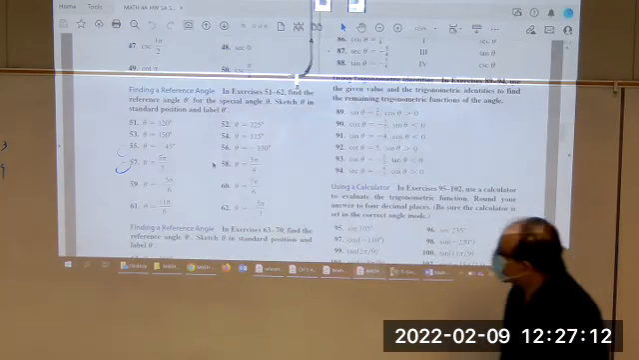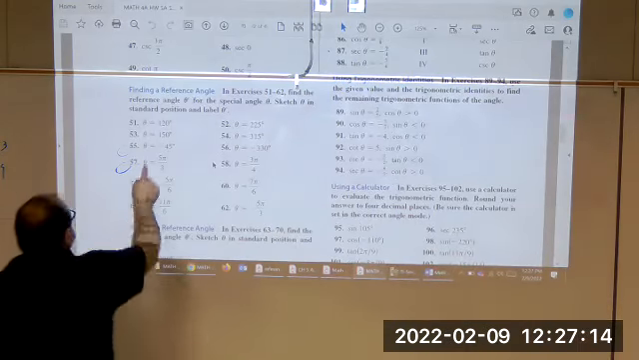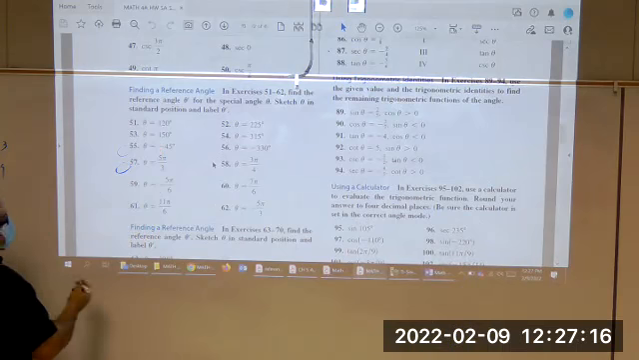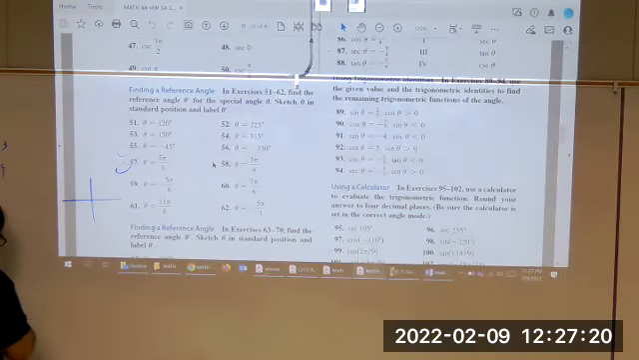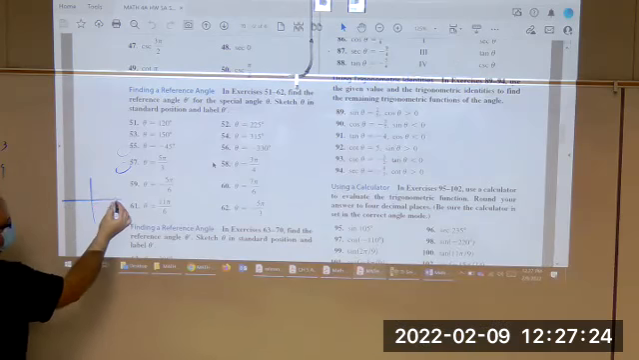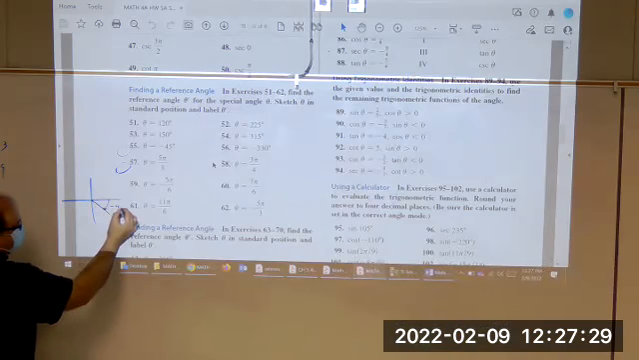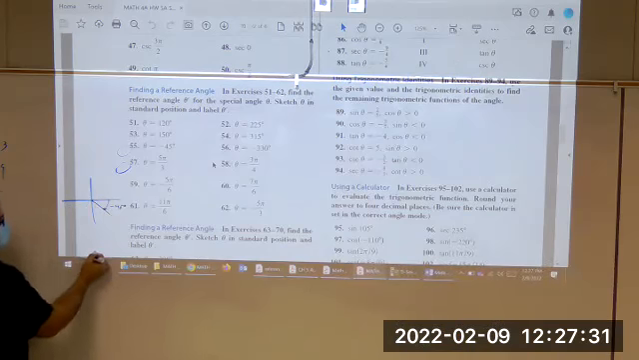So sketch the angle in standard position. Theta is negative 45 degrees. That means you need to open up clockwise from standard position, and negative 45 would be like this. So there's theta.